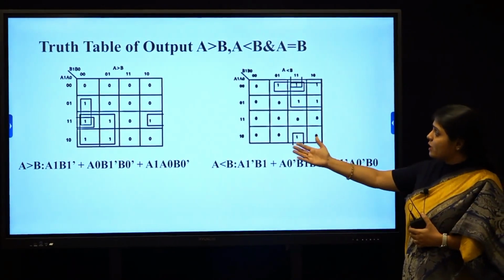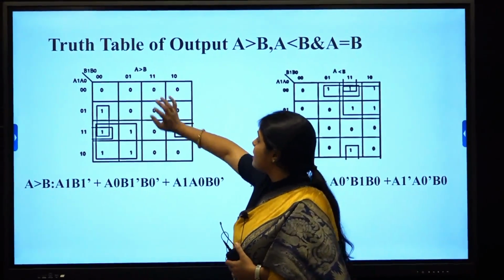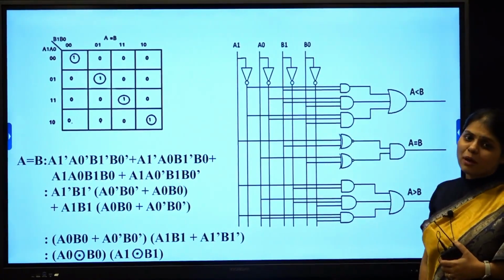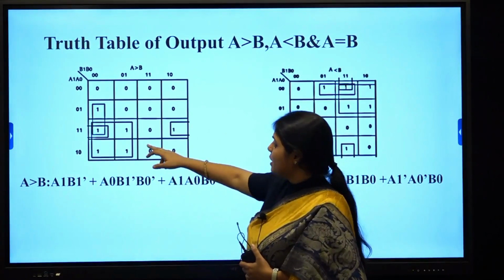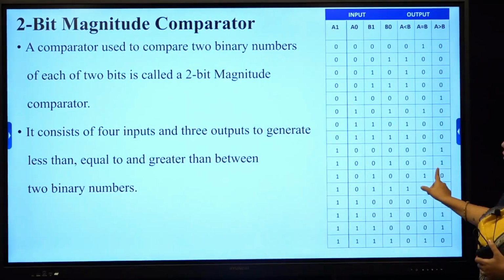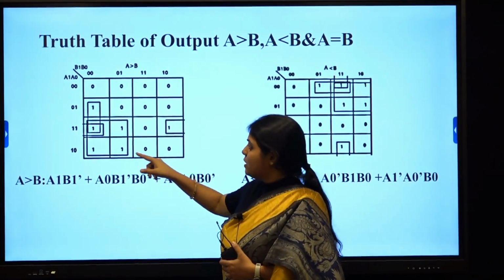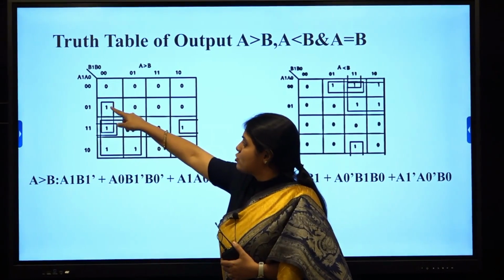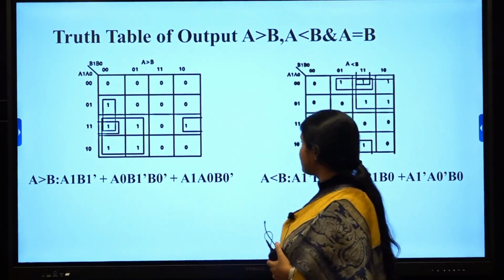So I have taken one K-map for A greater than B, one K-map for A less than B, and one K-map for A equal to B. As you can see, for A greater than B, wherever I have ones from this truth table, I have placed them, and once you are done with this, go for grouping. Here I have made a quad, and then this one is left out, so this is one pair and this is another pair. So from this K-map, this is the logic expression.